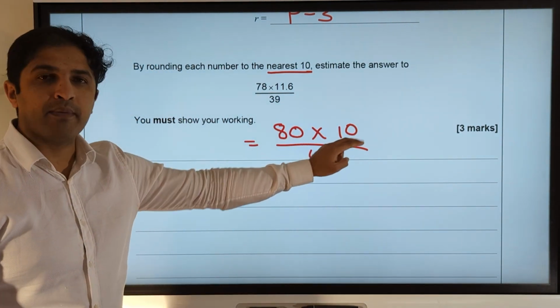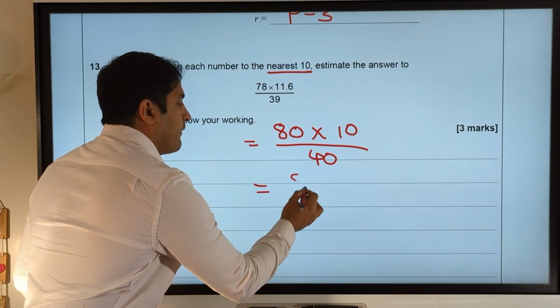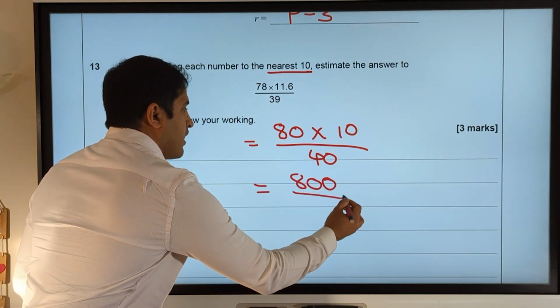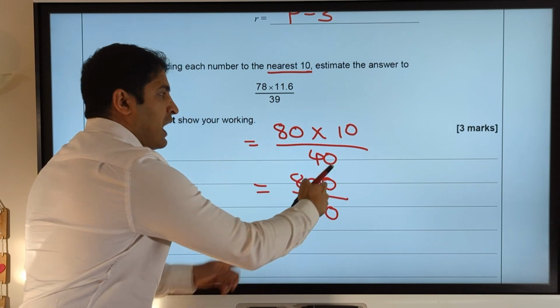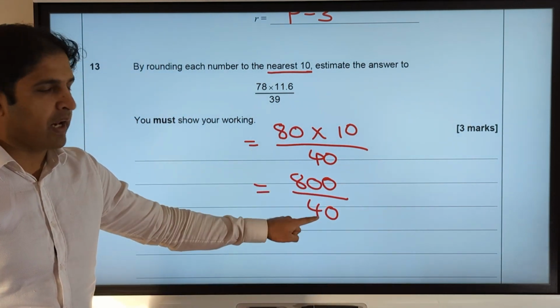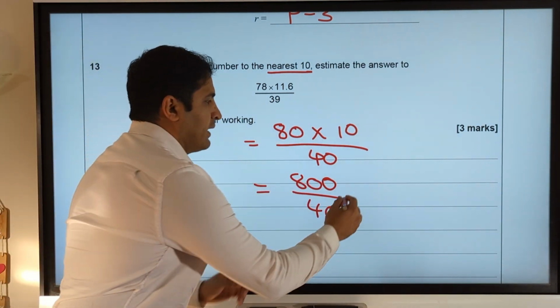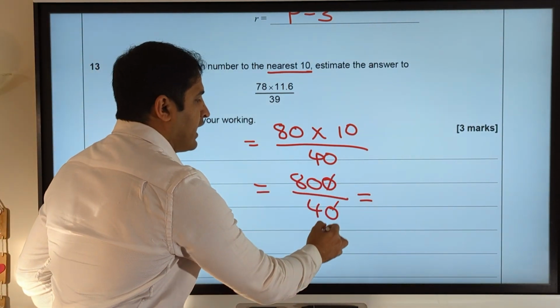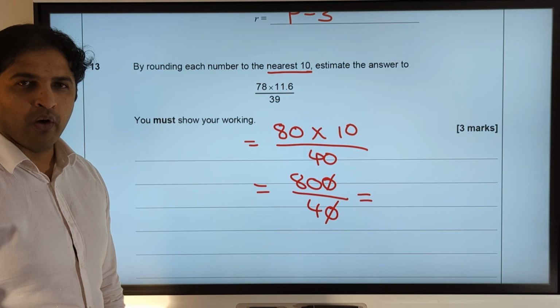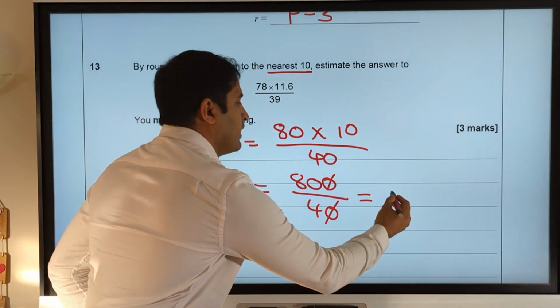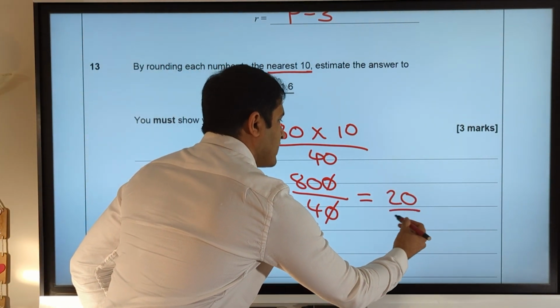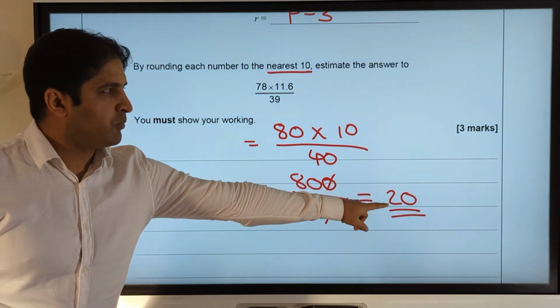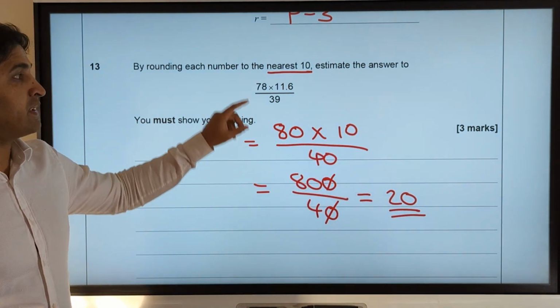You can do 80 times 10. What's 80 times 10? And then divide it by 40. So that will also get you 1 more mark. That's 2 marks. And then solving that will get you the 3rd mark. So you can divide top and bottom by 10. That gives you 80 over 4. Divide top and bottom by 4. That will give you 20 as an answer. 80 divided by 4 would be 20. And that's how simple it is.